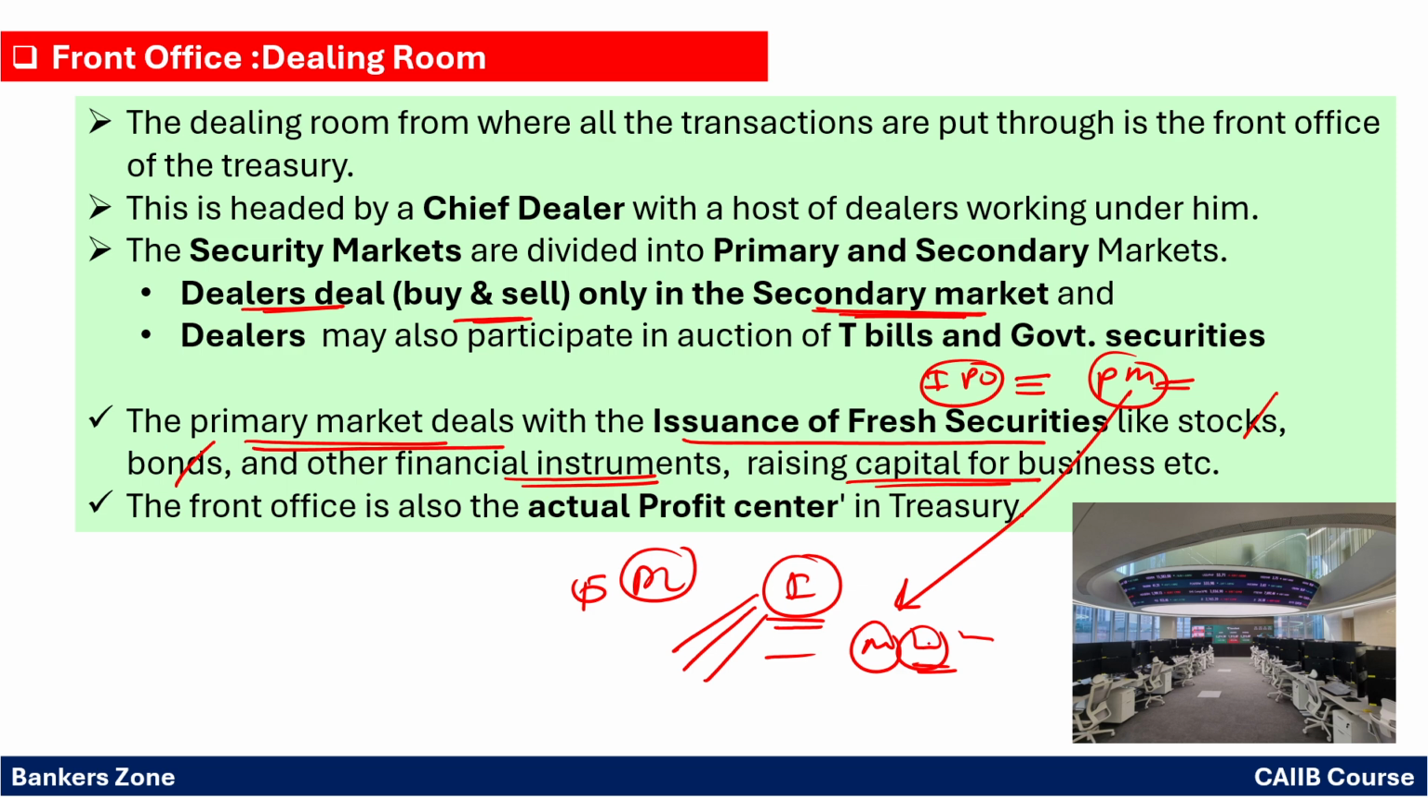They will decide in which company we should purchase shares, in which company we should invest, so that we will get a return. So it is not part of the treasury. Dealing in the primary market is not generally part of treasury. It is done at the head office or at the board of directors level. It is high-level management.